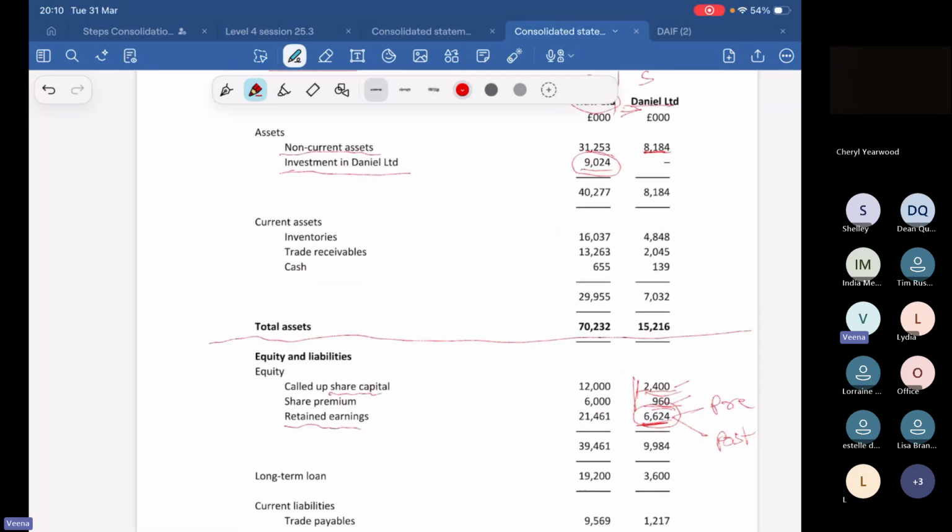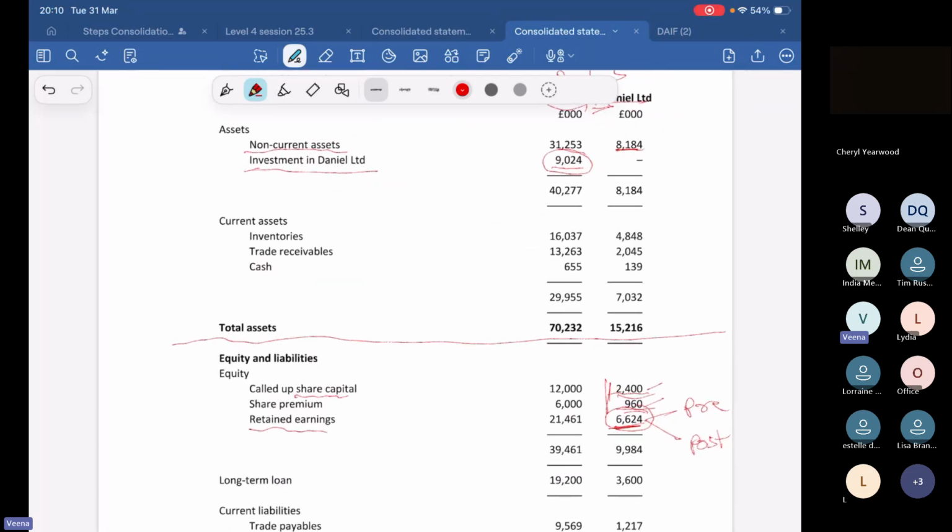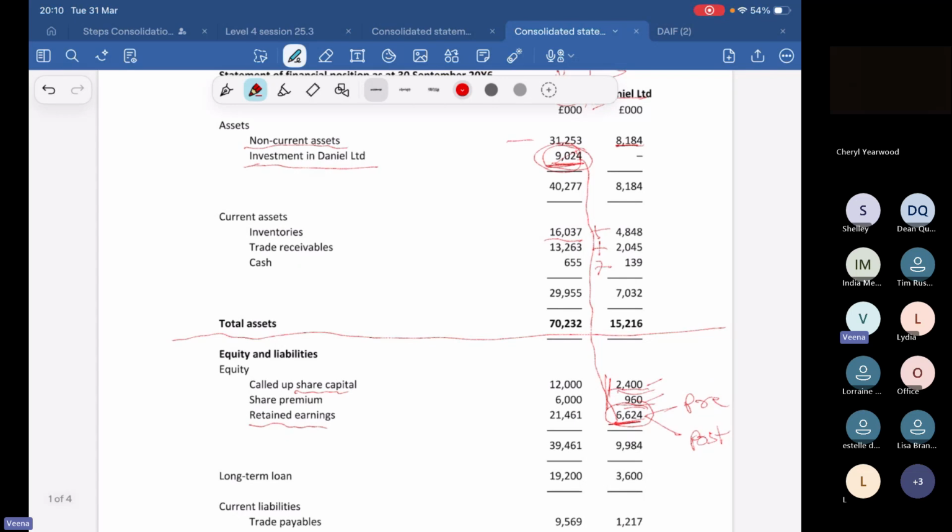So my assets will be merged. My liabilities will be merged. Here, inventories will get added to this, my trade receivables will get added to this, my cash will get added to this, and there will be only one figure. Then in non-current assets, the investment will go away, because this 9,024 gets adjusted with these numbers here. So you will not show this 9,024 in the consolidated statement of financial position.